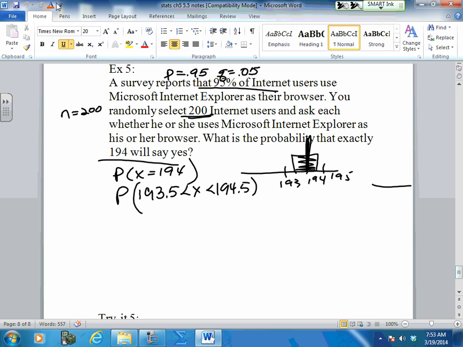Remember, your bars technically will go like this. This is what you approximate to your normal curve. Once we check n times p and n times q, we know we can approximate a normal curve. So we've got to use this bar idea in here. The exactly problems work a little bit differently. So again, we check n times p and n times q. And I can tell you that they both work. If they didn't, we wouldn't be able to do this problem. So first thing we do is find your mean.